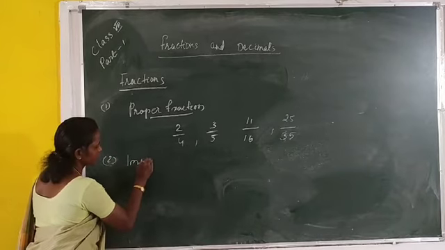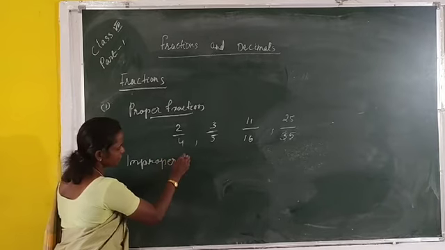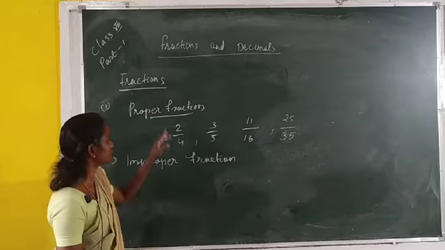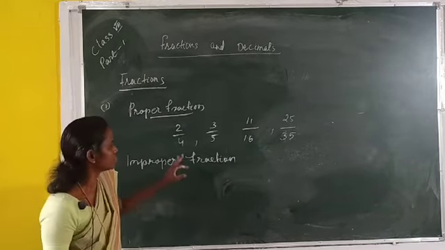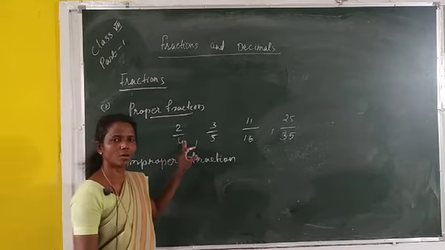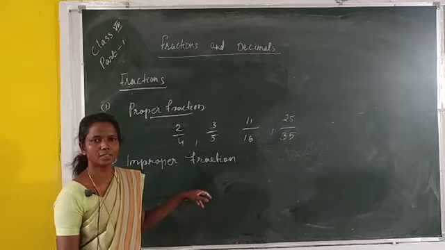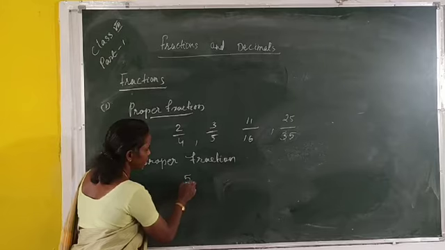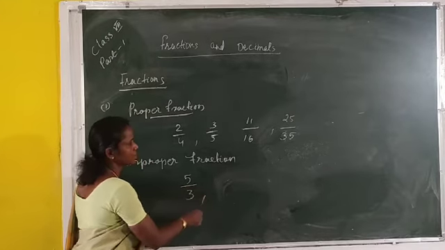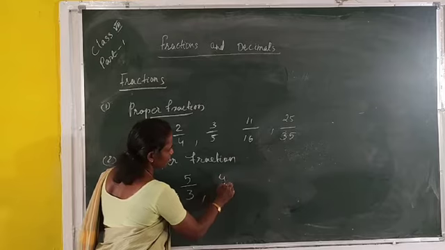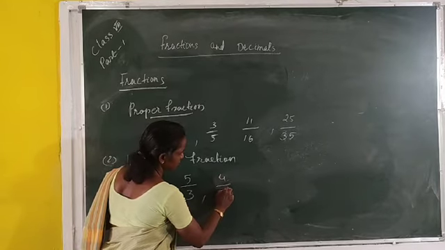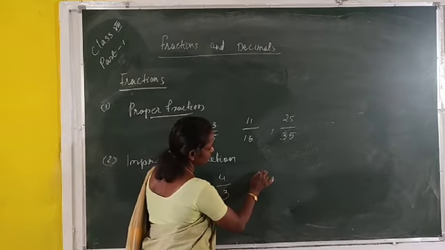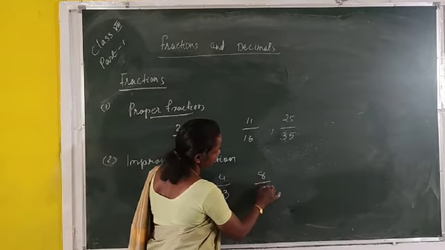The next, improper fraction. An improper fraction is just the opposite of a proper fraction, which means its numerator is always bigger than its denominator. For example, look, 5 by 3, 4 by 3, the next, 8 by 5, 25 by 11.